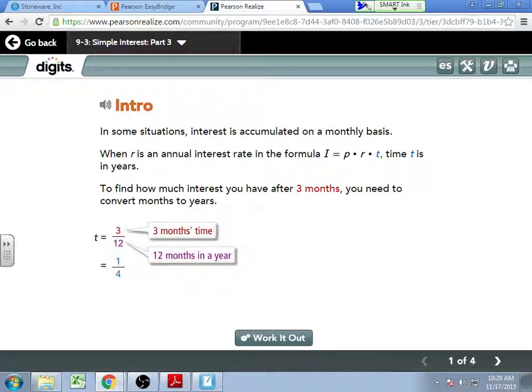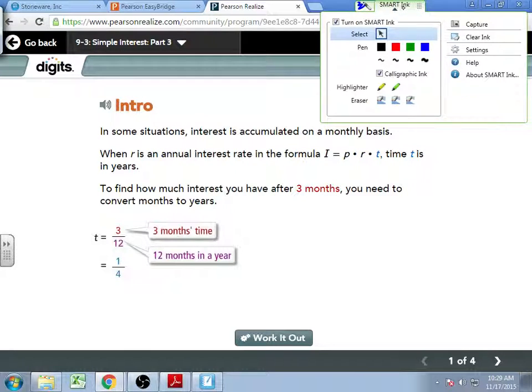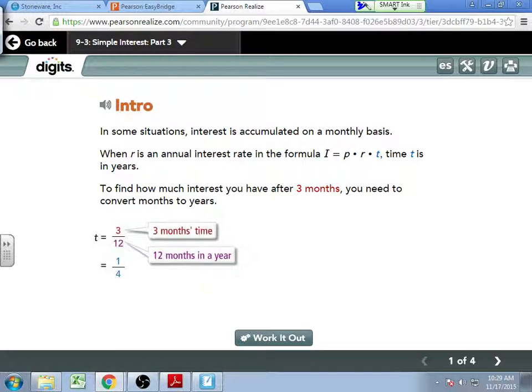If your time is not in years, you must convert to get it there. So if it's months, divide by 12. If it was weeks, divide by how many weeks in a year? 52. If it was days, you divide by 365. Exactly, but we assume 52 weeks and we assume 365 days.